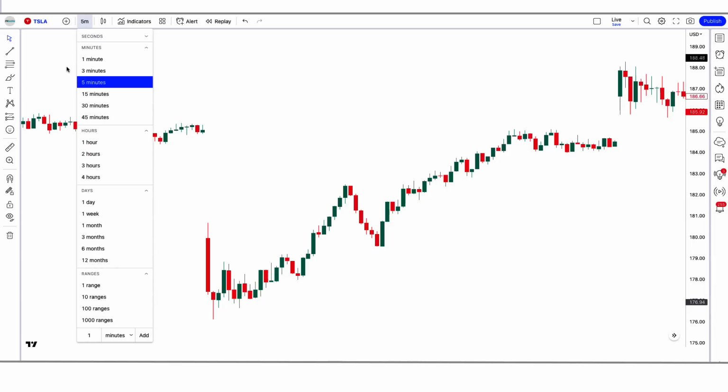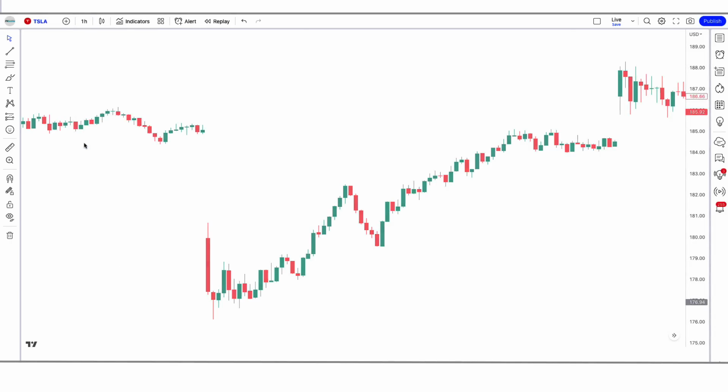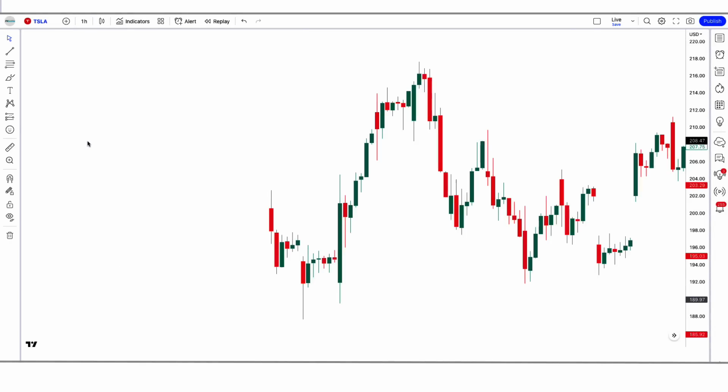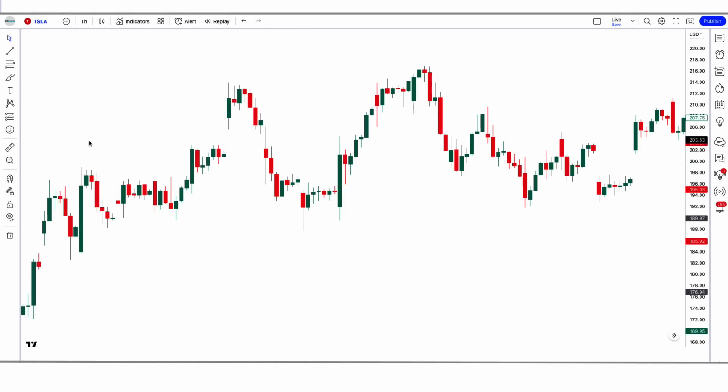We open the 1 hour chart. This strategy works well on the 1 hour time frame, as this strategy is unique, as no one has ever told you about it before. Let us now understand the trading setup.